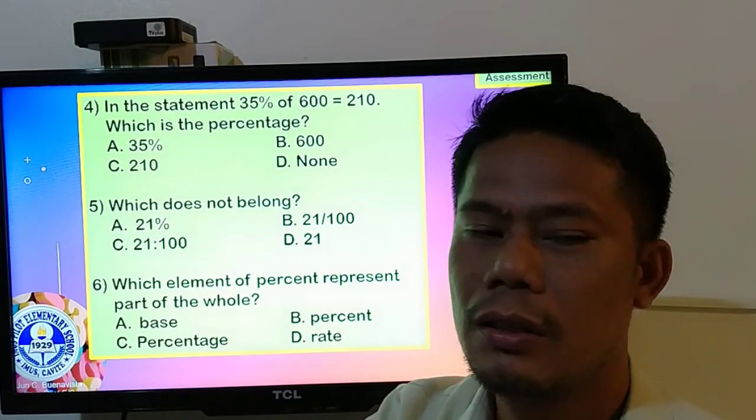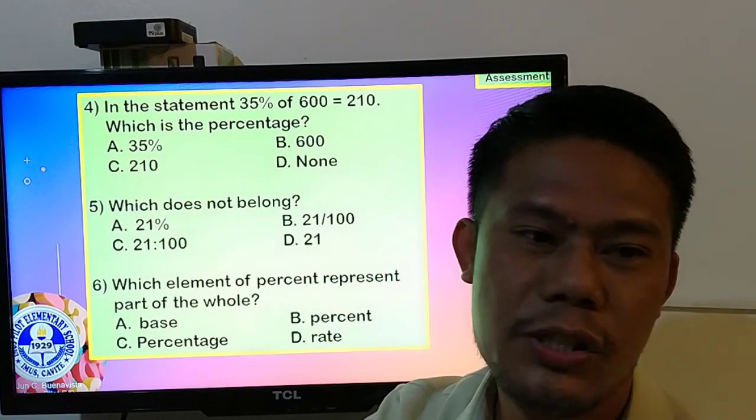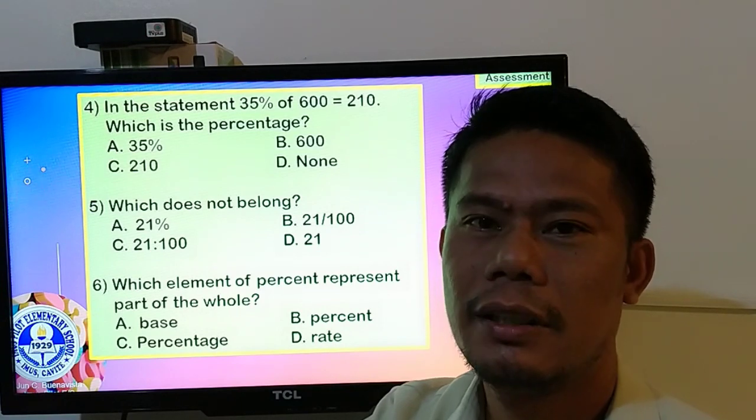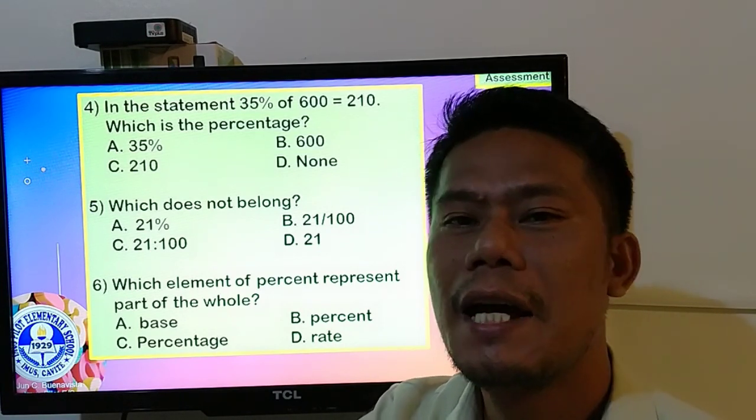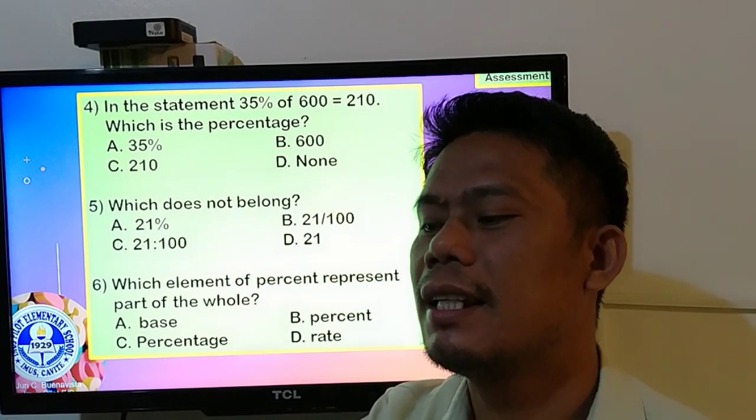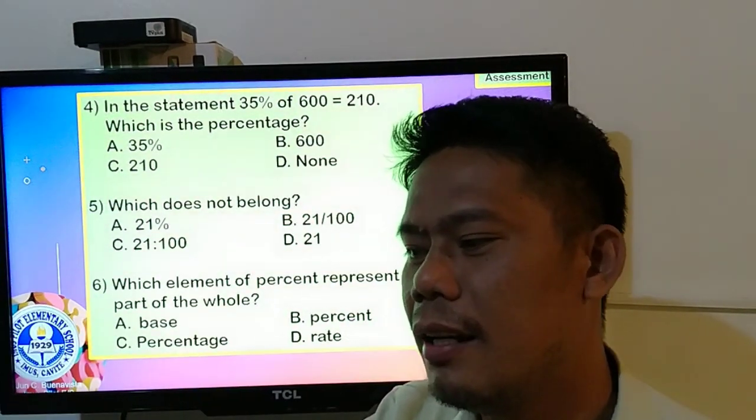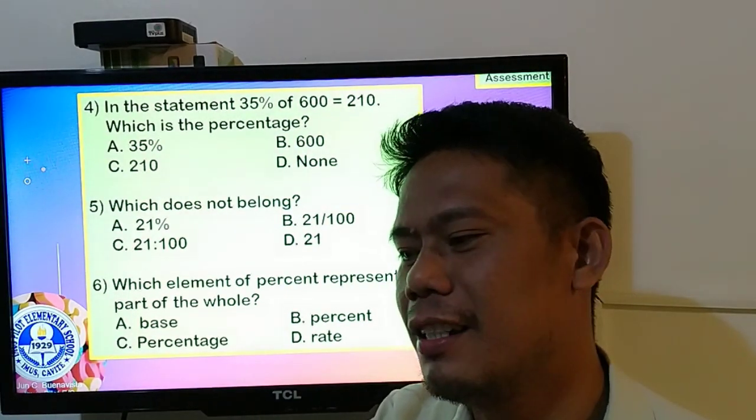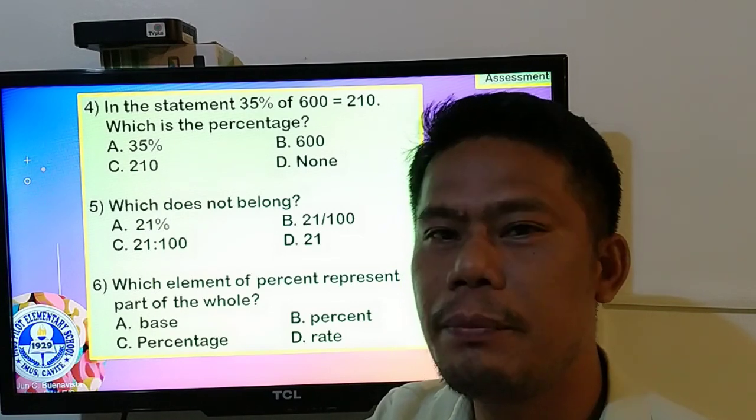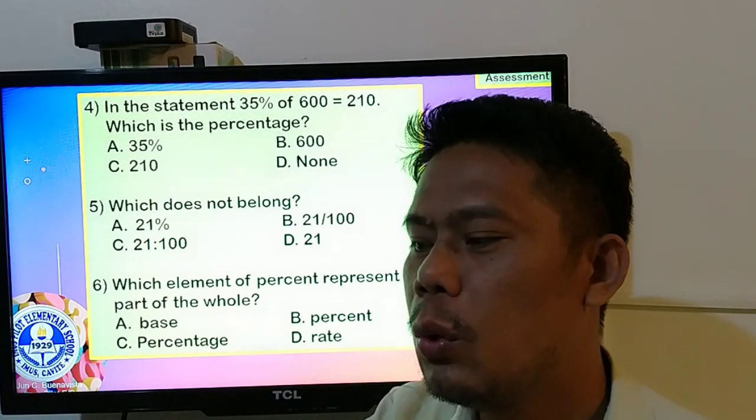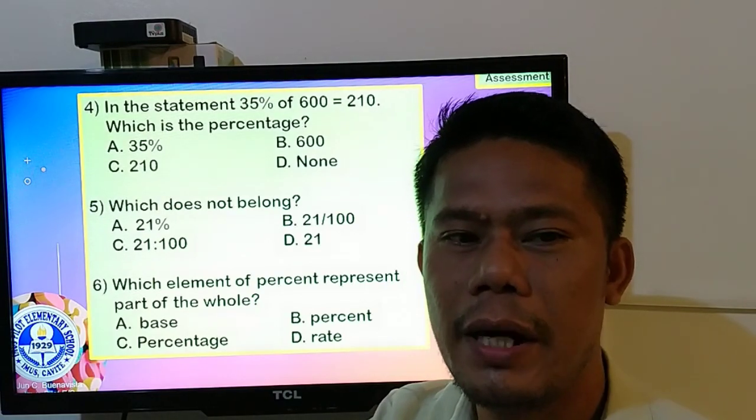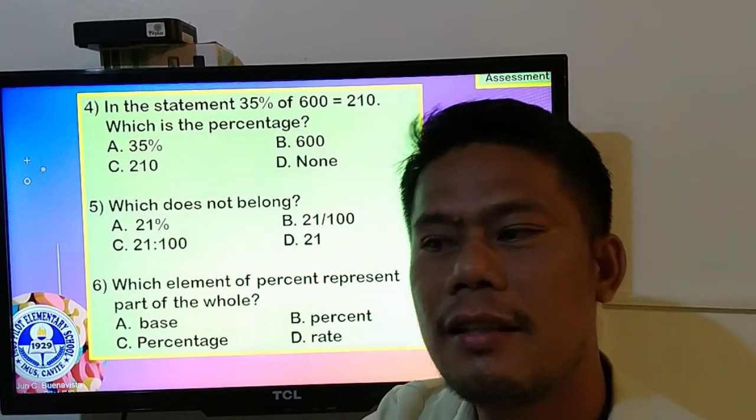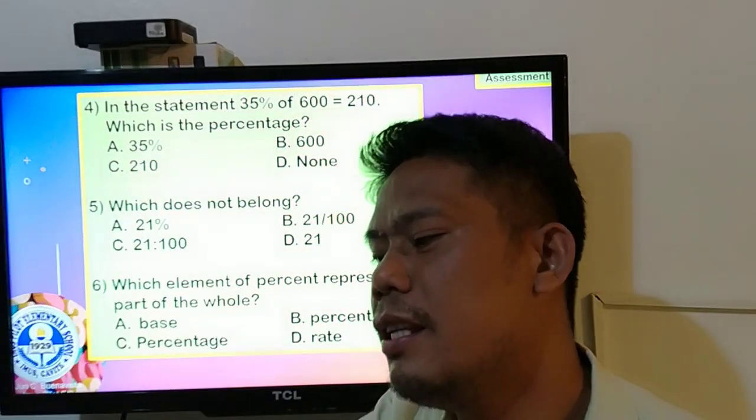Number 5. Did you answer? Which does not belong? A, 21%, B, 21 hundredths, C, 21 is to 100, D, 21. Number 6. Which element of percent represents part of a whole? A, base, B, percent, C, percentage, D, rate.